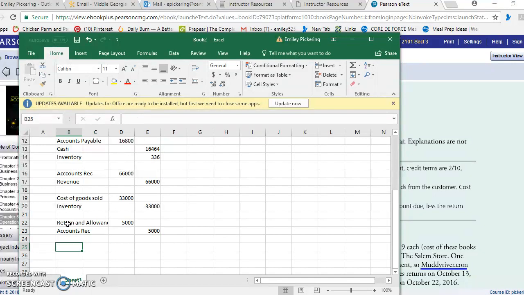Now the book will tell you to go ahead and put that back into inventory. The problem is you're not going to be able to sell it again because it's damaged, obviously, but for the sake of the book, we'll just say inventory is 2,500, and then we also have a cost of goods sold that we're reversing out of 2,500 there.